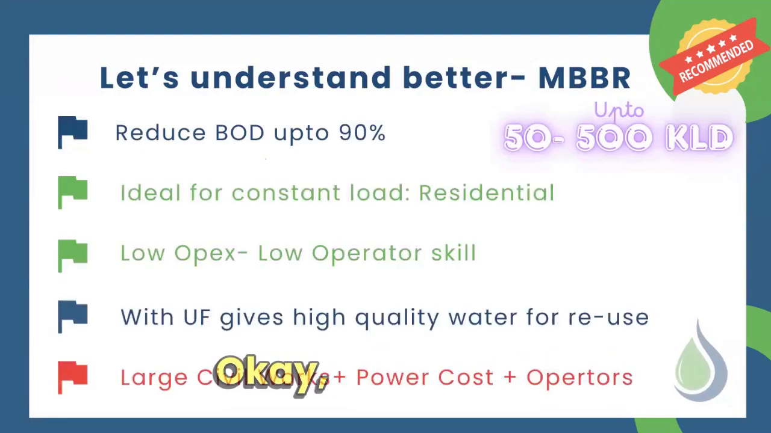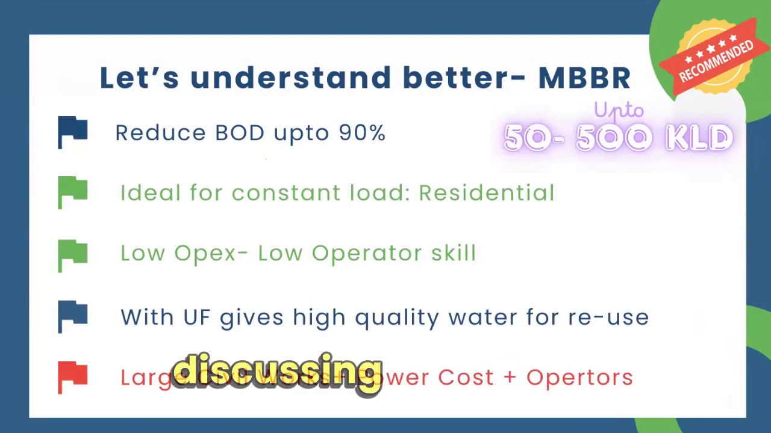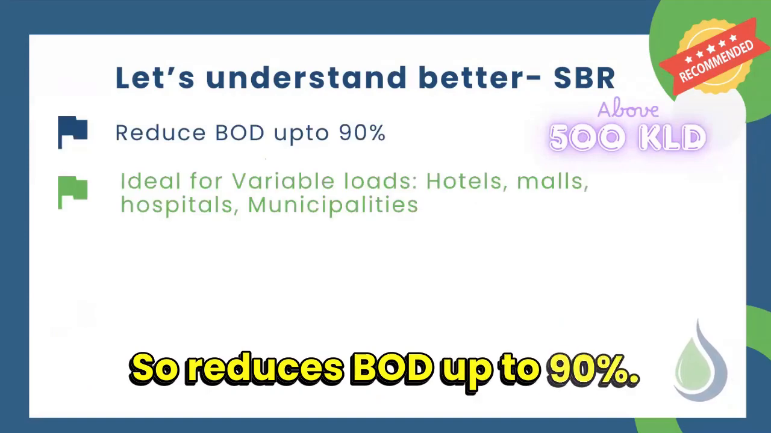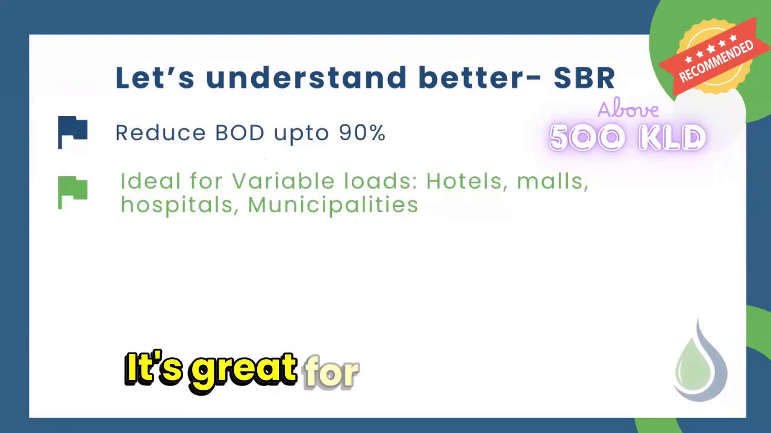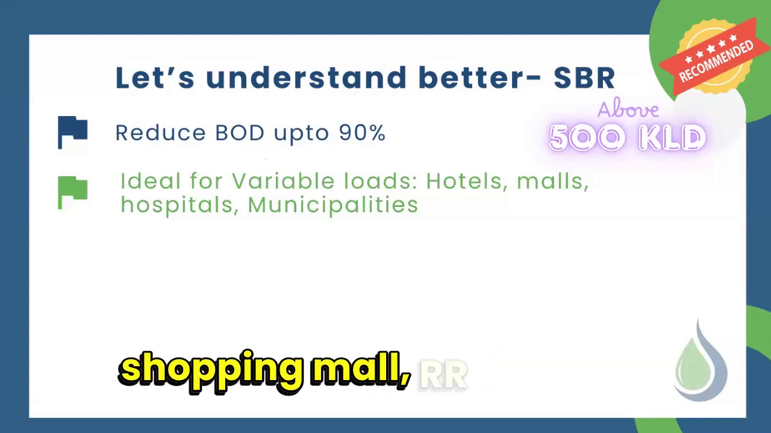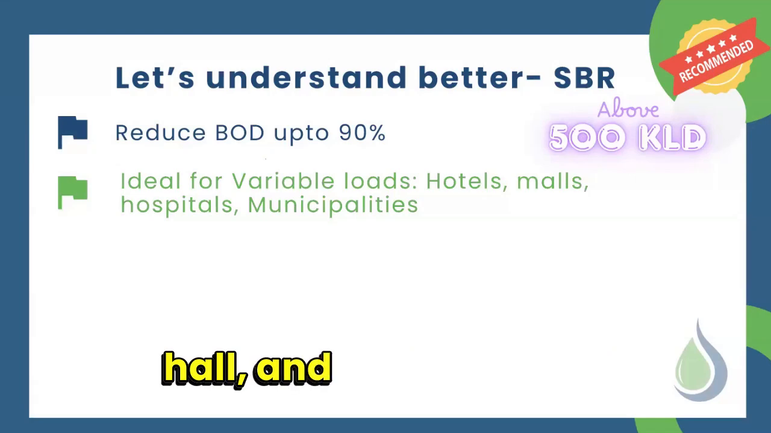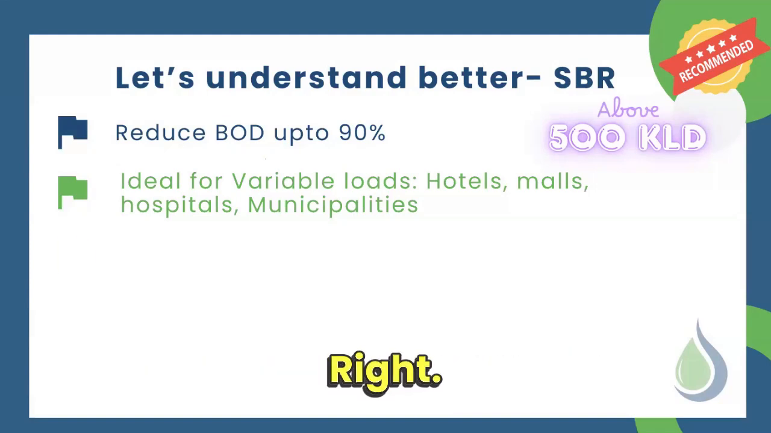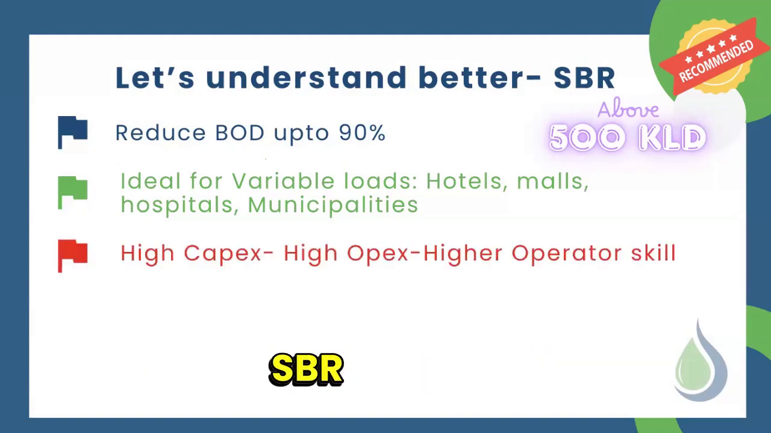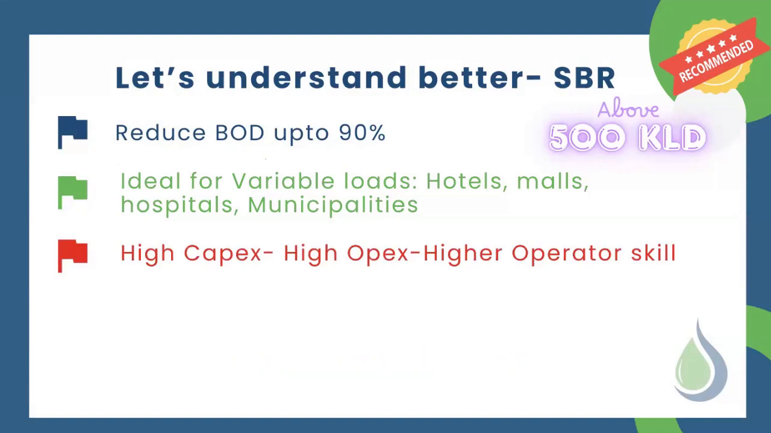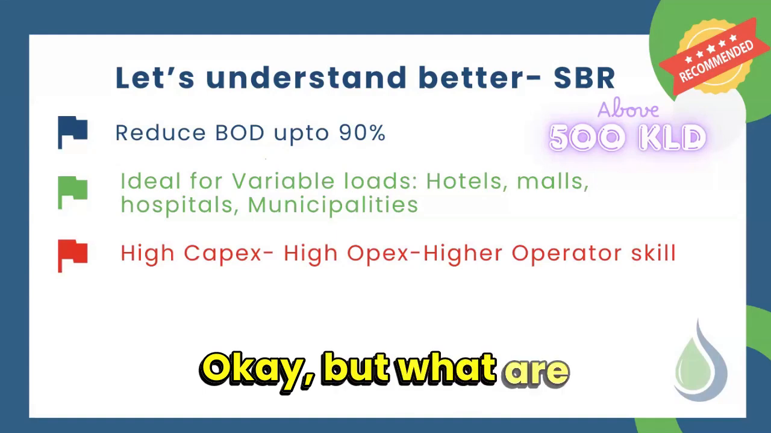All right. Now we are discussing SBR. So it reduces BOD up to 90%. It's great for variable loads like a hotel, hospital, shopping mall, or function hall, and even for large capacity municipalities where the loads are uncertain, right? For that kind of thing, SBR is ideal. MBBR cannot be used there irrespective of the capacity. Okay, but what are the disadvantages?